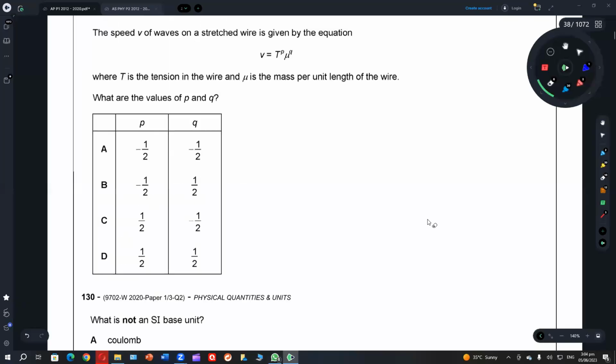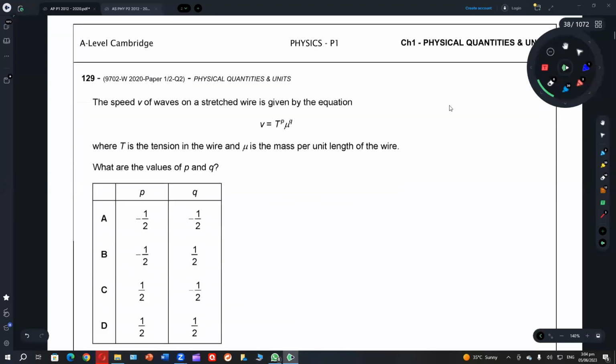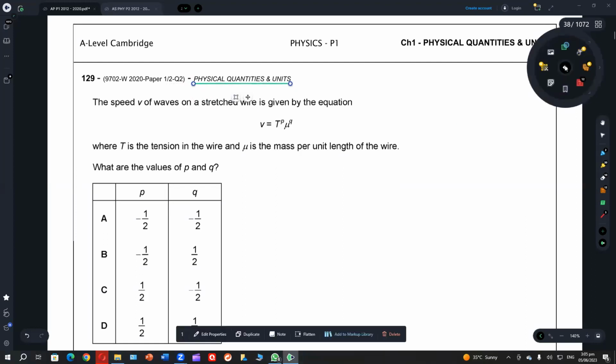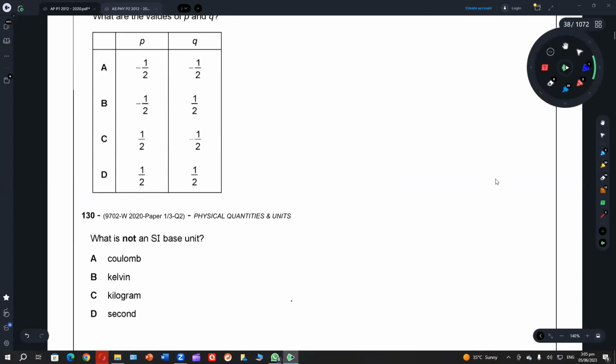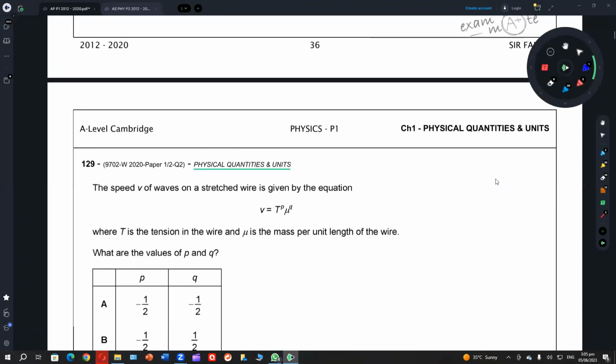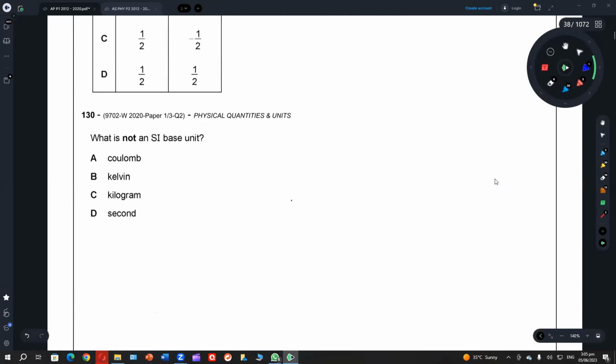For today, I have taken the easiest topic of our course, and generally it is the opening. You can see physical quantities and units, and I'm putting this question.